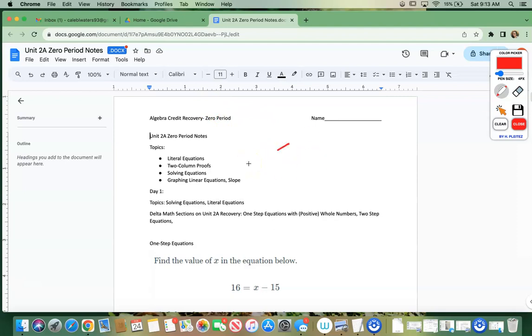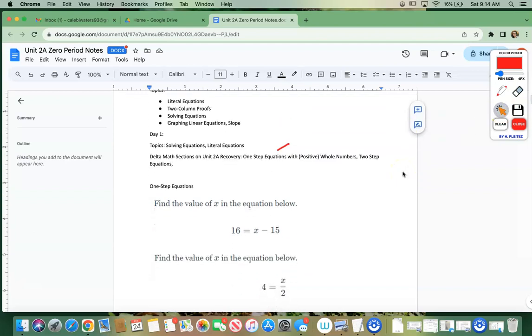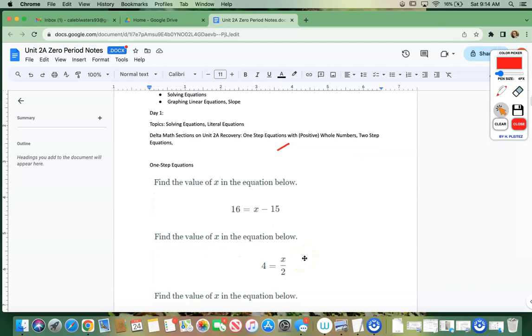Okay. So here are the things that Unit 2A covers: literal equations, two-column proofs, solving equations just in general, graphing linear equations, and slope. Okay, so a pretty simple unit. It was a lot of review from 8th grade, and so hopefully we can get some of these skills that you may have been lacking before caught up to speed, because these would be things that you build on throughout all of high school.